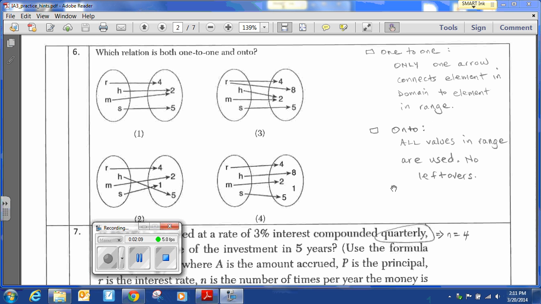Now remember, 1 to 1 means that you can only have exactly one arrow that connects an element in the domain to exactly one element in the range. Onto means that there are no leftovers in the range. Okay, so as you can see, here's a leftover right here, so the answer cannot be 4.